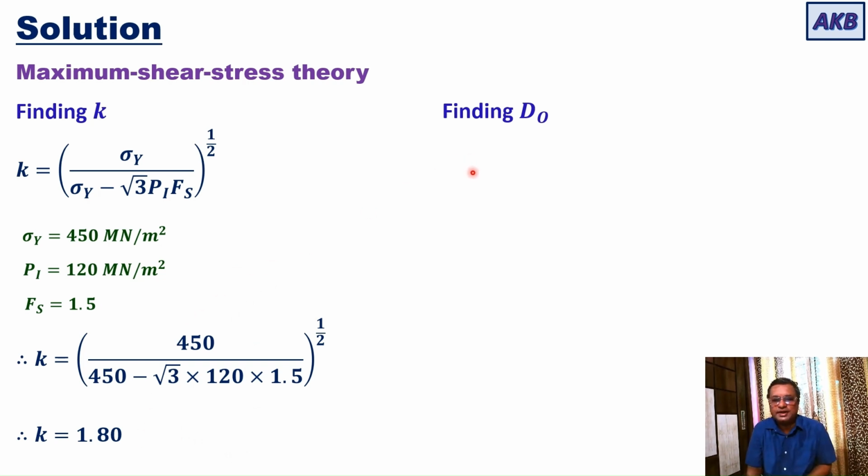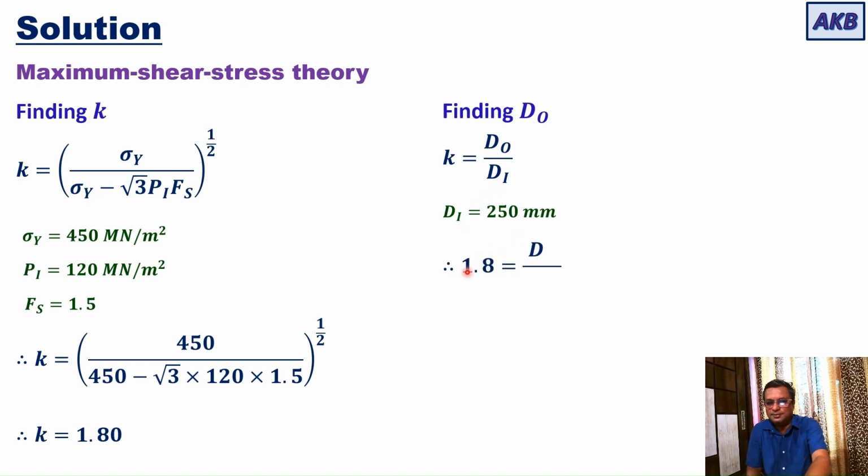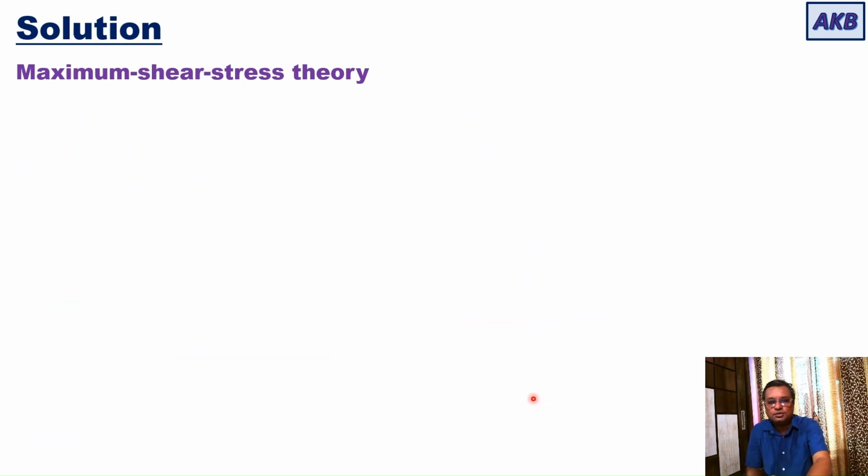The second step is to find Do, and for that we are going to use the defining equation for K. K is Do upon Di. Di is 250 mm. K we just got, it is 1.8. So 1.8 is equal to Do upon 250. That gives us Do as 1.8 into 250, that is, Do as 450 mm, the outer diameter. Now, once you get the outer diameter, let us calculate the thickness.